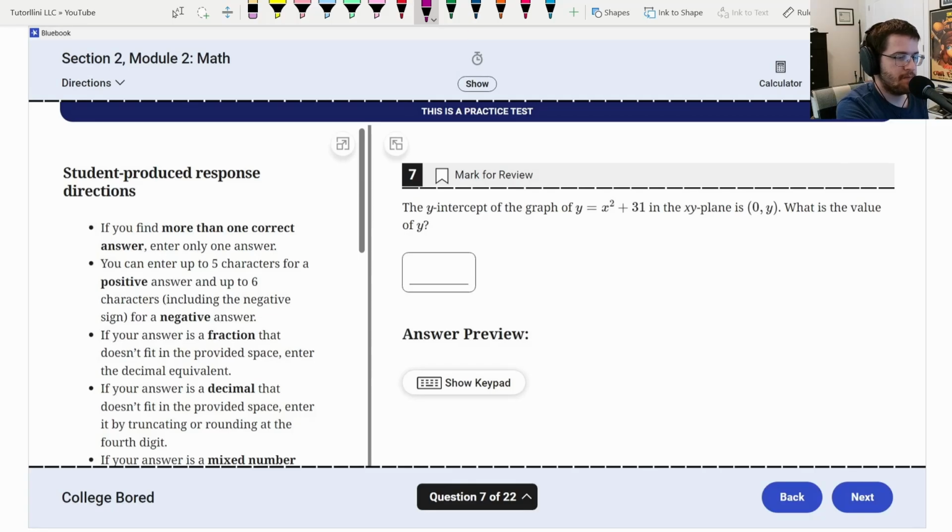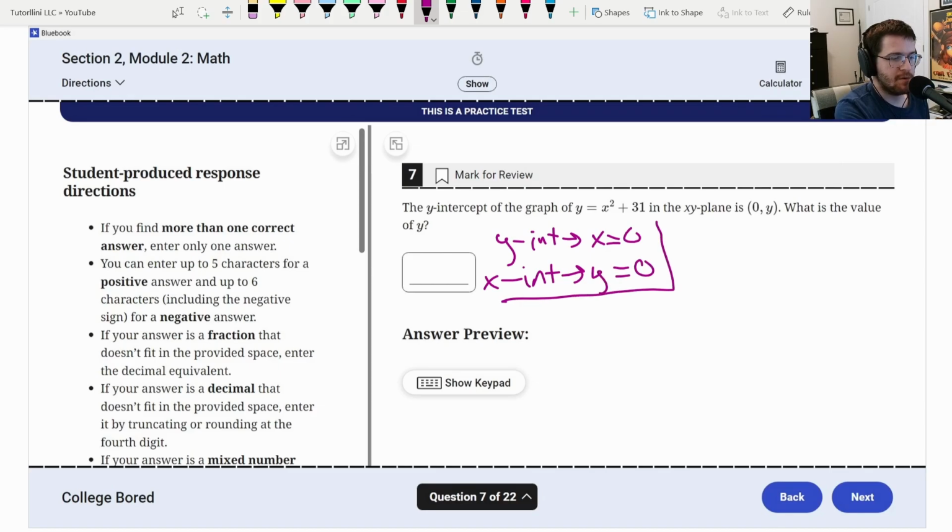Okay, question 7. To find a y-intercept from an equation, we make x equal to 0, and to find an x-intercept, we make y equal to 0. Whatever the other letter is, you make it 0. It's really important to understand. So we want to find a y-intercept, so we're going to make x equal to 0.